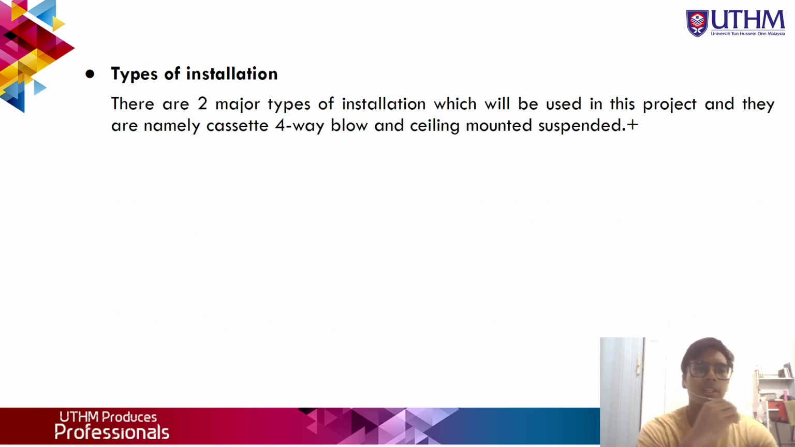And the last one is types of installation. There are two major types of installation which will be used in this project, and they are namely cassette wave blow and ceiling mounted suspenders. Okay, that's all for me. Thank you.